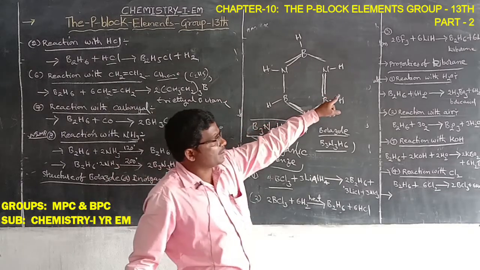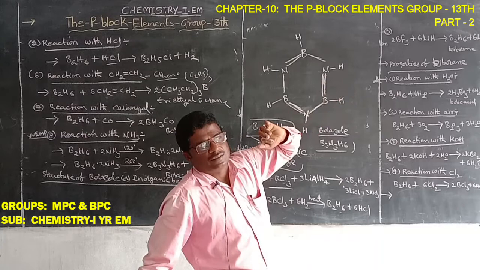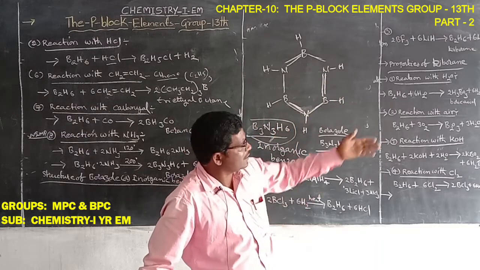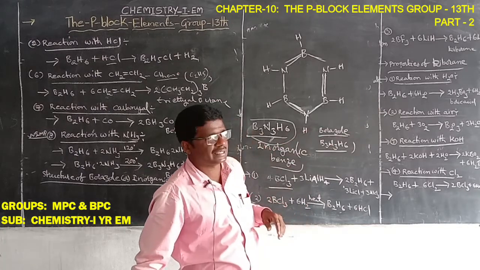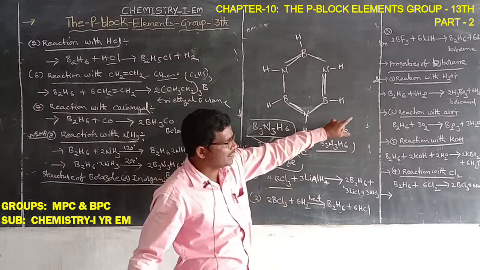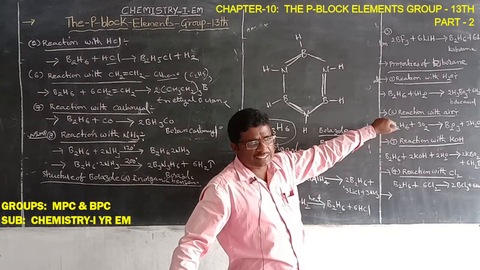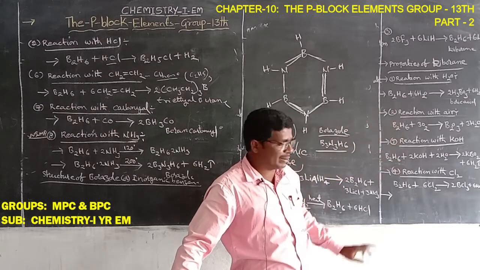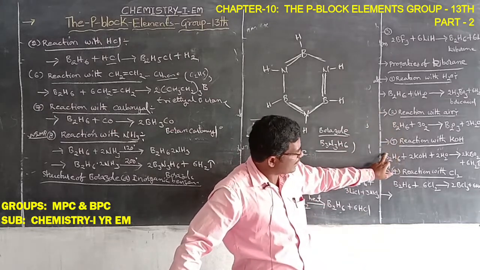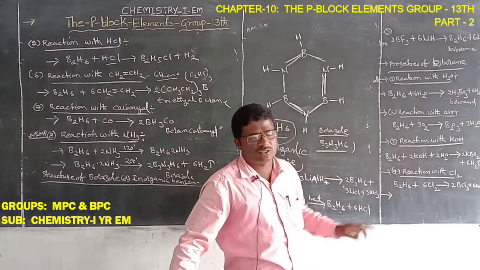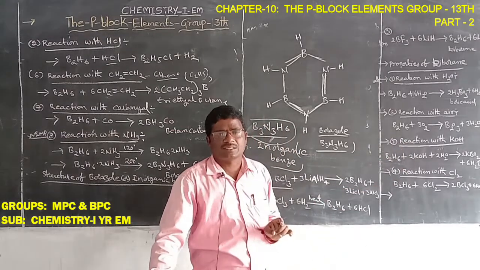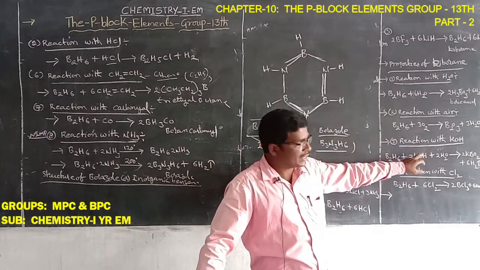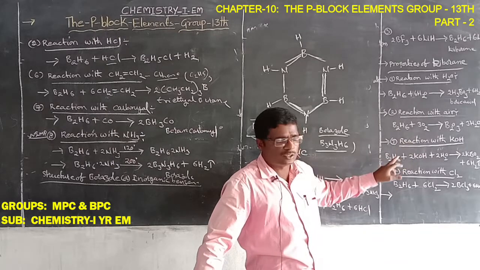Remaining properties. First property, reaction with water. Diborane reacts with water, hydrolysis process, then boric acid is obtained. Next, reaction with air. Diborane reacts with air, considering oxygen, then forms boron trioxide. That is the second property. Next, third property, reaction with potassium hydroxide solution. Diborane reacts with potassium hydroxide solution, then potassium metaborate is formed. That is the third property.